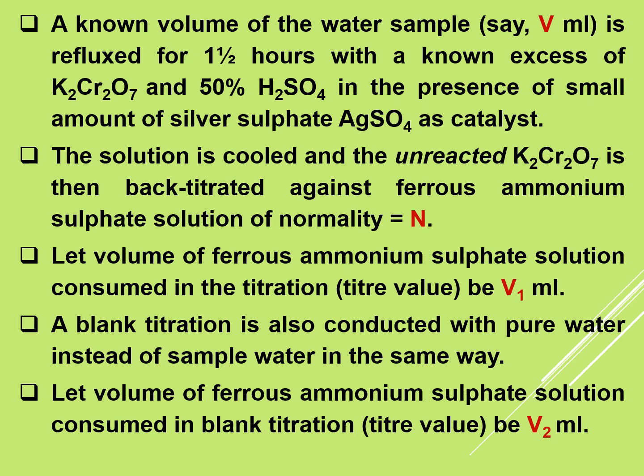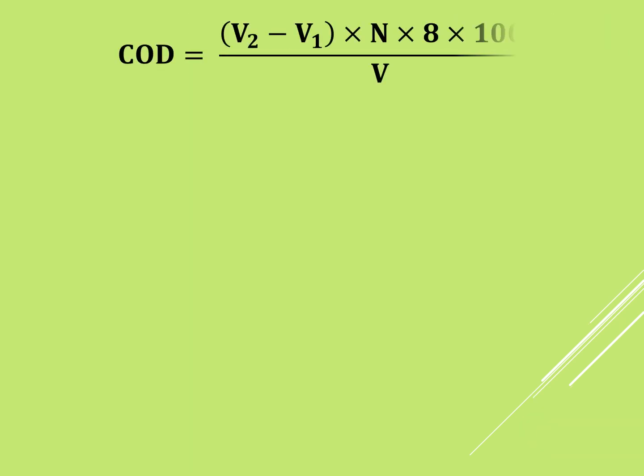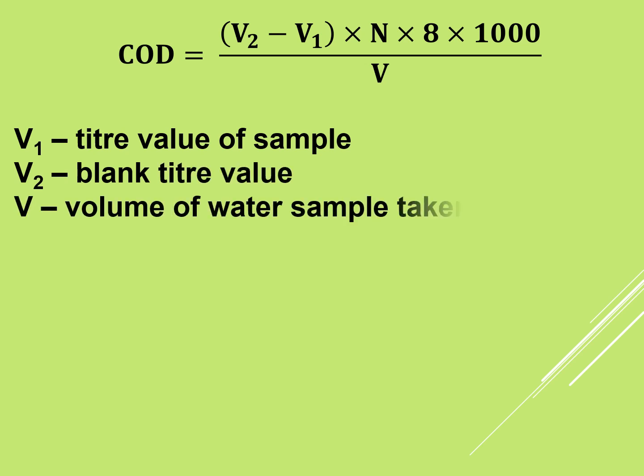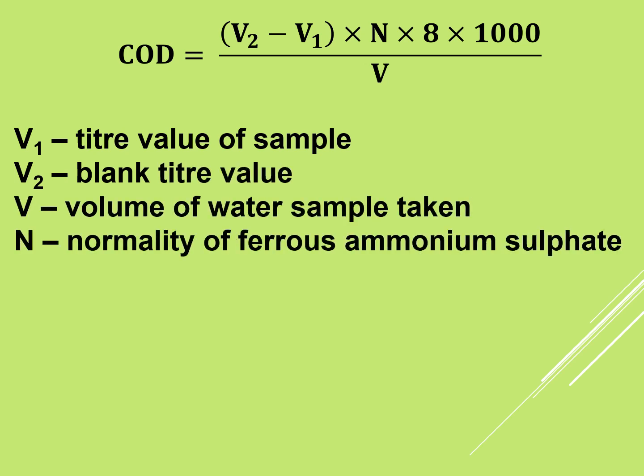How much of this potassium dichromate has reacted with the water sample? That is what we have to find out. That we get from V2 minus V1, and we will substitute that in this formula. COD is equal to (V2 minus V1) into N into 8 into 1000 divided by V, where V1 is the titer value of the sample, V2 is the blank titer value, V is the volume of the water sample taken, and N is the normality of ferrous ammonium sulfate. COD, the result is obtained in ppm.